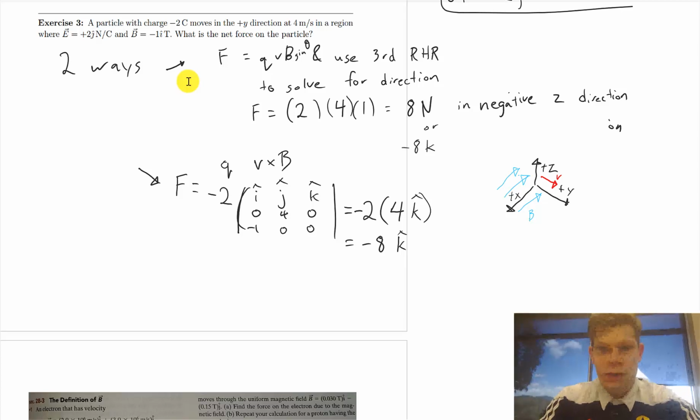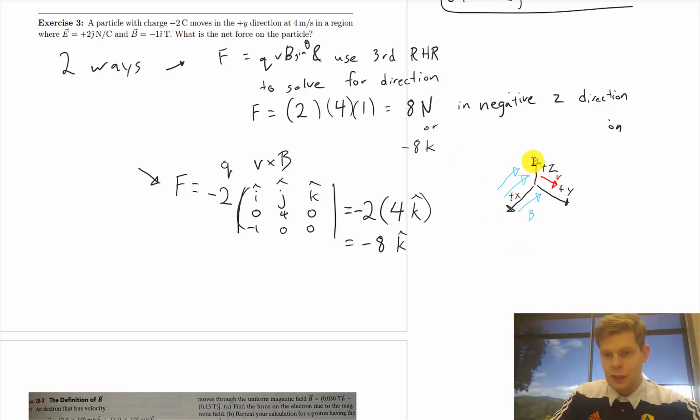Anyway, so I wanted to show you that there are 2 ways to do this problem. You can do it in a more traditional way like we've done before. We can do our qvB sine theta. Though sine theta, it's just going to be 90 degrees because we've got our velocity in the plus y direction and our magnetic field in the minus x direction. So they're 90 degrees to each other, so sine of 90 is just 1. So just qvB, and then we can use the third right-hand rule to figure out direction.